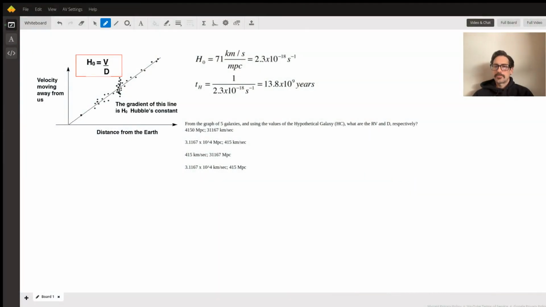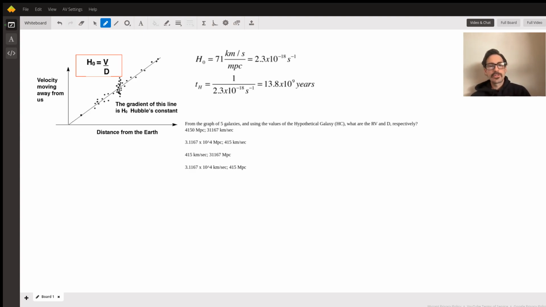Okay, so we're taking a look at some galaxies, and what we want to really think about here is Hubble's law, because that is the thing that's going to relate the hypothetical galaxy, the recessional velocity (RV) and the distance of the galaxy. We're going to use Hubble's constant. In this case, H in my example is 71 kilometers per second per megaparsec.